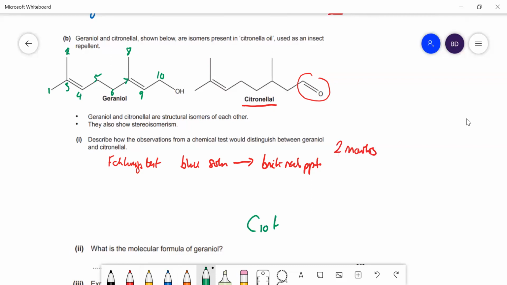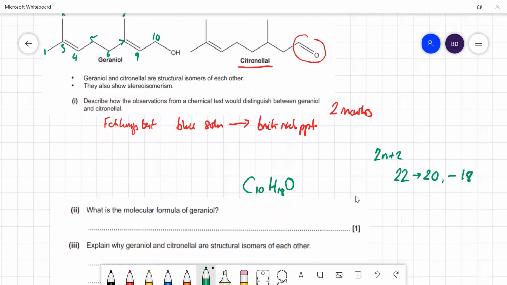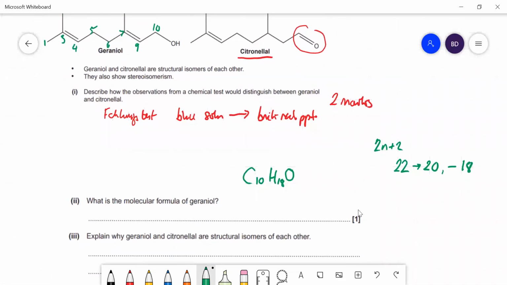Now, if it was saturated, the number of hydrogens is 2n plus 2, so that would be 22 hydrogens. But it's not going to be 22 because it's got 2 double bonds. So we subtract 2 hydrogens and then another 2 for the second one, giving 18. So you've got 18 hydrogens there, and you've got just 1 oxygen. So C10H18O. And you can do that more slowly by counting up the hydrogens if you want. Next: explain why they are structural isomers of each other.